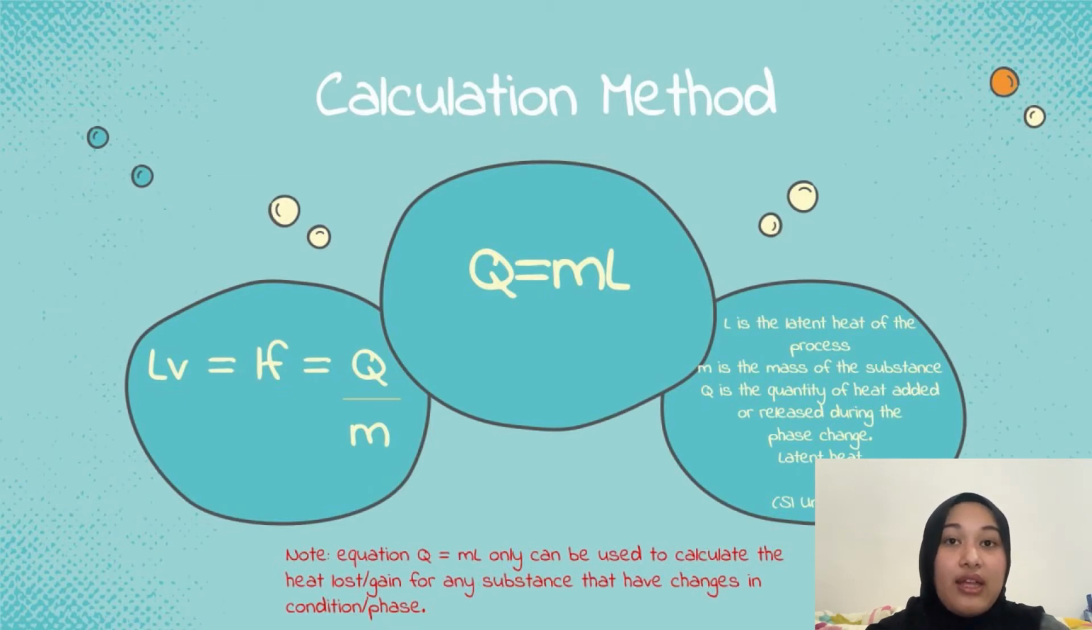It's the same with Lv, latent heat of vaporization. Same with latent heat of fusion, L = Q per m, where Q is the quantity of heat added or released during the phase change, and m is the mass of the substance. Okay, the first equation, Q = mL, can only be used to calculate the heat loss or gain for any substance that has changed in condition or phase.